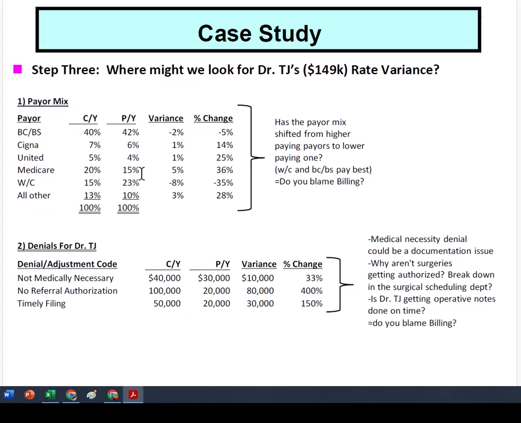We've had a payer mix change from a higher paying payer to a lower. We've had a huge increase in no referrals. So it's either his secretary or the department dropping the ball. To me it should never be a denial for no referral authorization. That is just a failure of the process, but it's not usually a process that resides in billing.